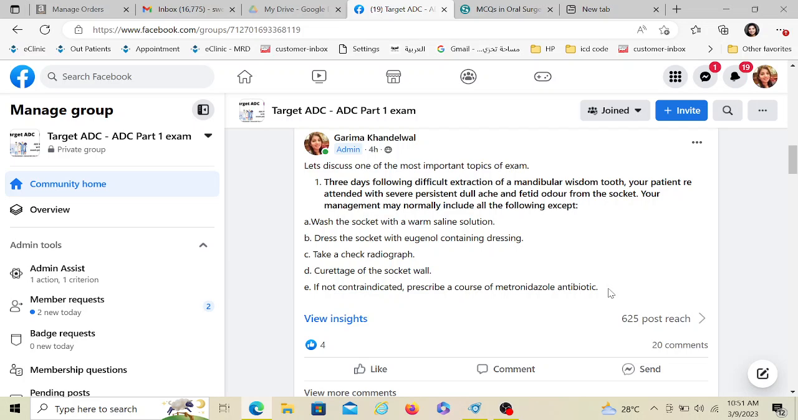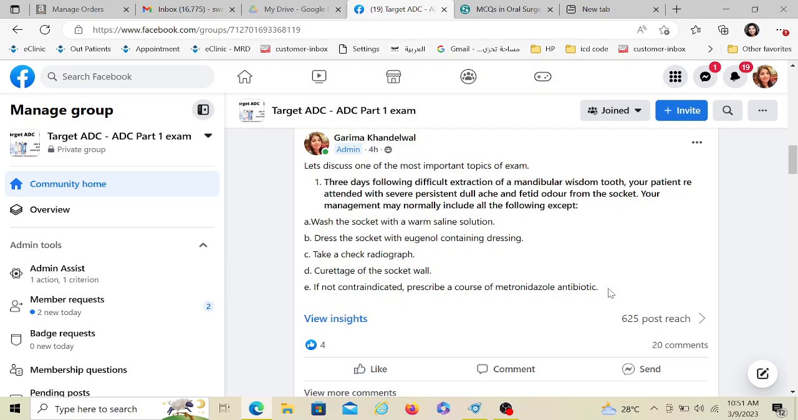See, the first line of treatment, even if, say, you had decided in your mind it was dry socket, the first line of treatment is never curettage of the socket wall. It's the second line of treatment. The first line is you will do a dressing of alveolar gel, ask the patient to come after 3 to 5 days. If the area is healing, you leave it.